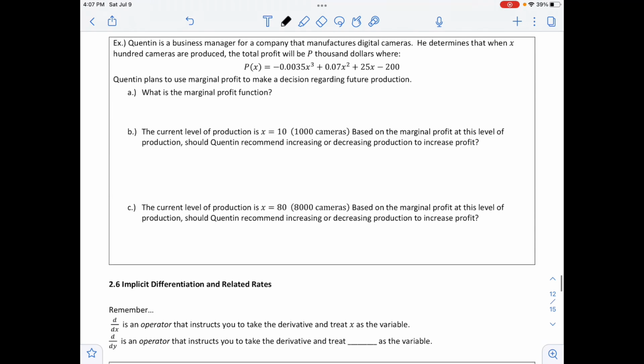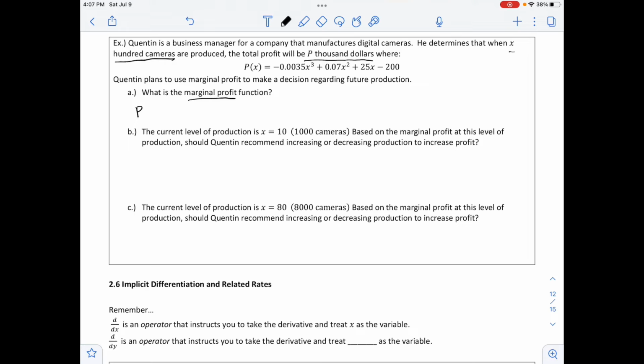The example right below says Quentin is a business manager for a company that manufactures digital cameras. He determines that when X hundred cameras are produced, the total profit will be P thousand dollars, where P of X equals negative 0.0035 X cubed plus 0.07 X squared plus 25X minus 200. Quentin plans to use the marginal profit to make decisions regarding future production. So part A says what is the marginal profit?